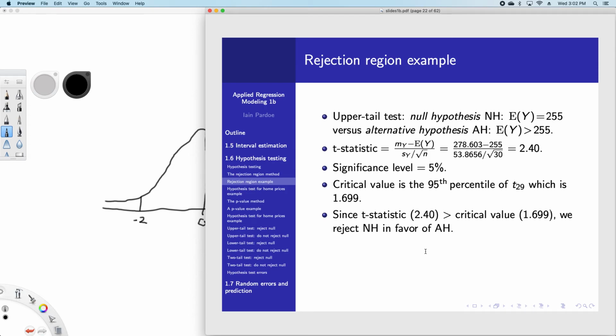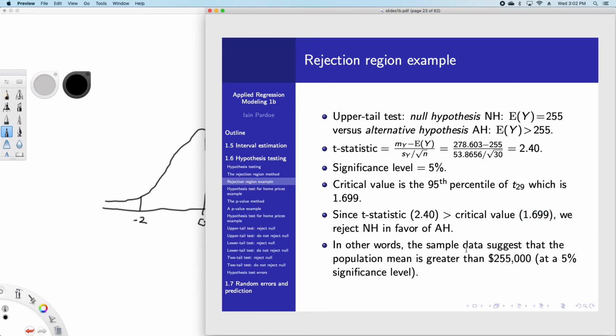Okay, and then we make a decision. The critical value, this 95th percentile, tells me where the rejection region is. It's an upper tail test, so any test statistic bigger than this percentile would be in the rejection region. And our test statistic is 2.4, so it is bigger than our critical value, so it's in the rejection region, so we reject the null in favor of the alternative.